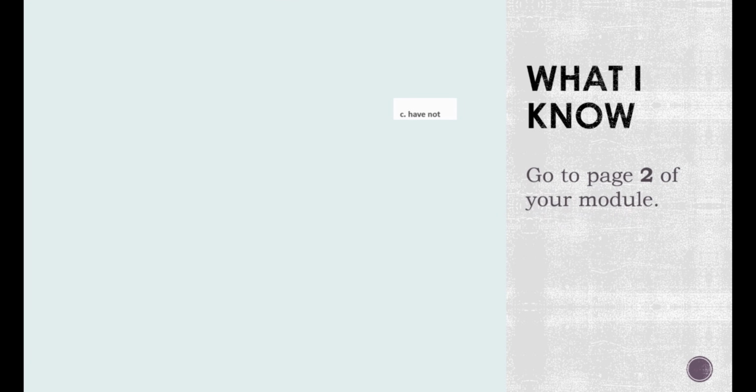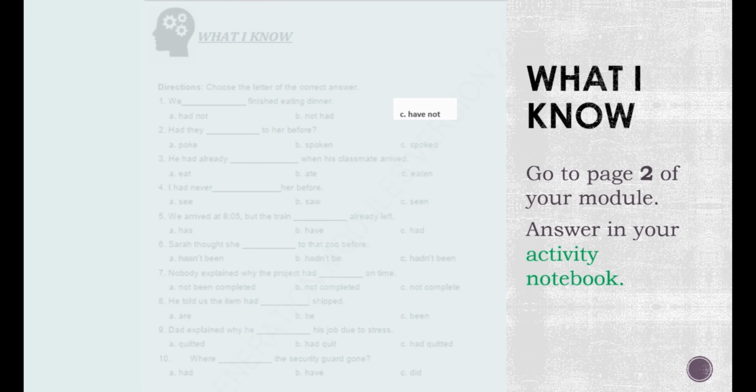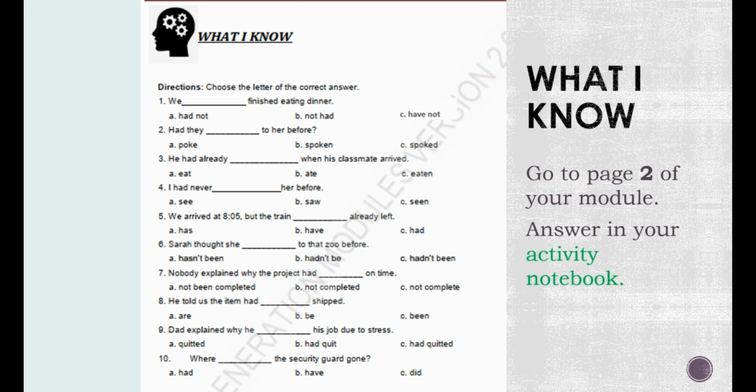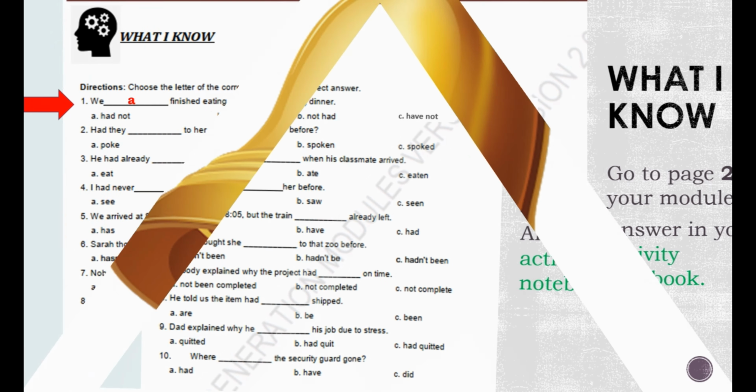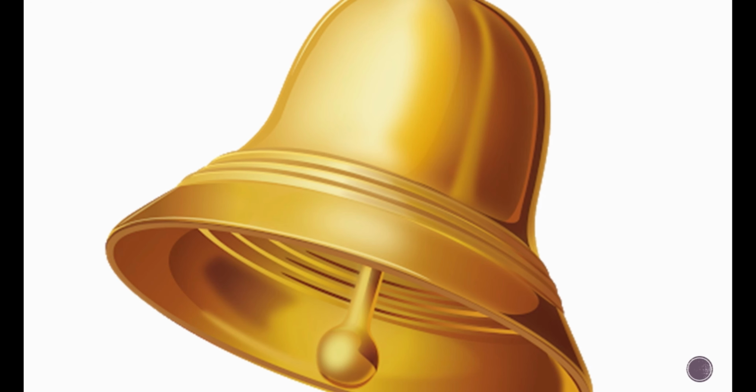Before we go on, let's see what you know about the topic. Read the sentences, then choose the letter of the correct answer. Like in number 1, we blank finished eating dinner. What would best complete the sentence? Letter A, had not. Letter B, not had. Or letter C, have not. The correct answer is letter A. Write your answer in your activity notebook. Are you ready to answer the rest? Let's go!